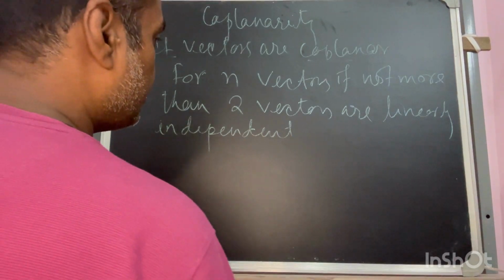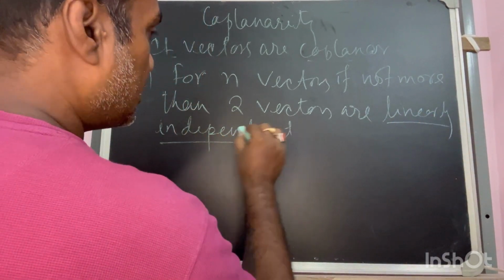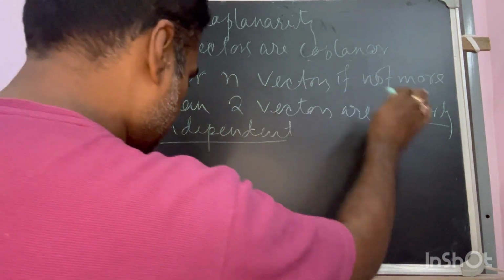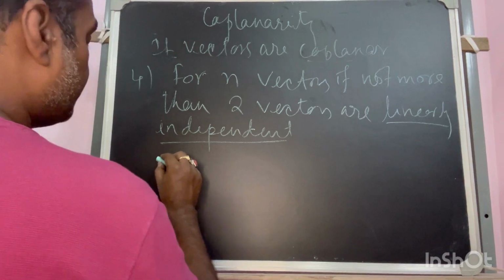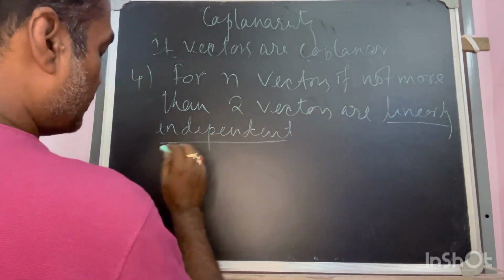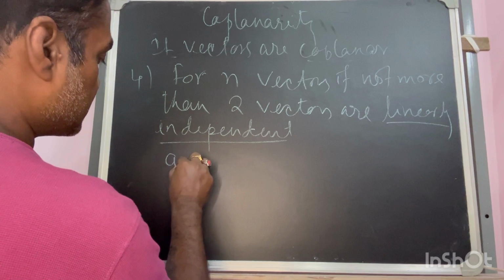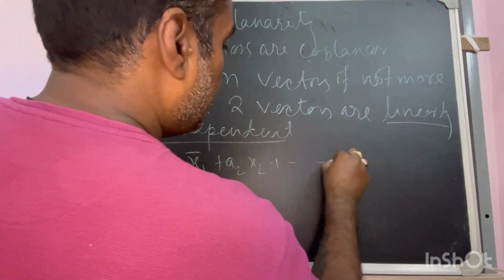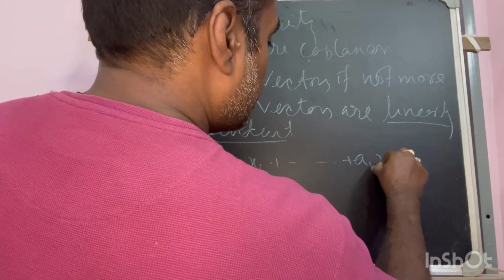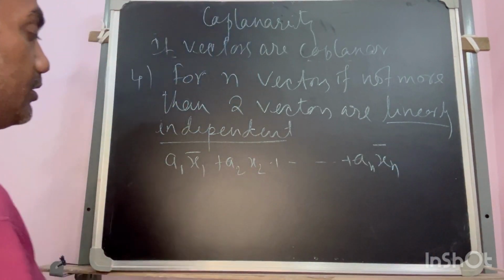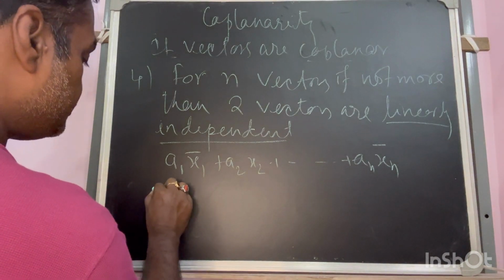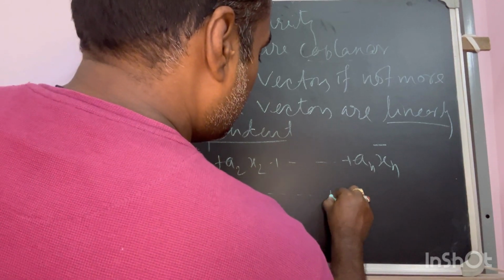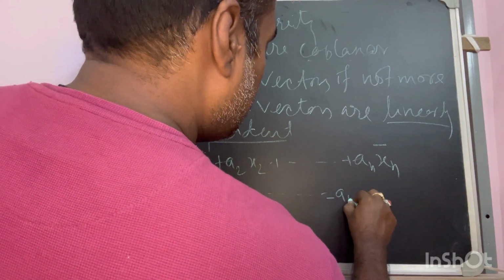So let me explain one by one. These terms I have already established and explained several times, but again I am explaining. Let's say one such linear combination of vectors, A1 x1, A2 x2, and so on up to n vectors An xn, is such that A1 is equal to A2 is equal to A3 up to An is equal to 0.